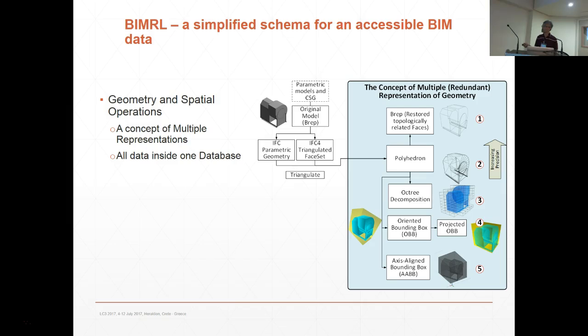And then we also do other things here with octree decompositions for approximations of shapes, which also act as a spatial index. And we have projected oriented bounding boxes and axis aligned bounding boxes. This information is available so it can be queried according to need. Sometimes just a bounding box is sufficient, and that's the fastest. Sometimes we need a projected oriented bounding box and so on.